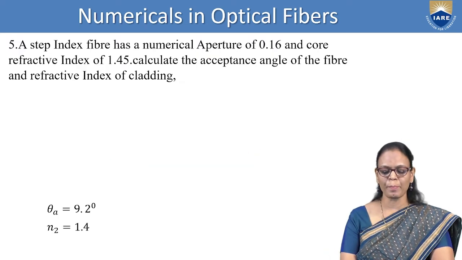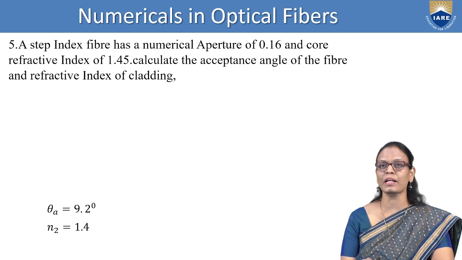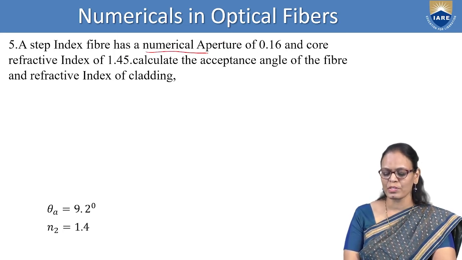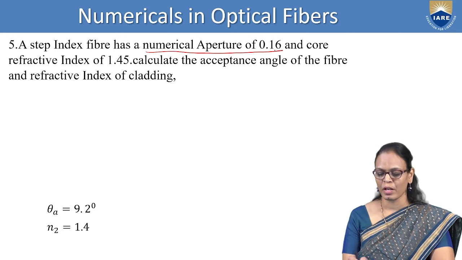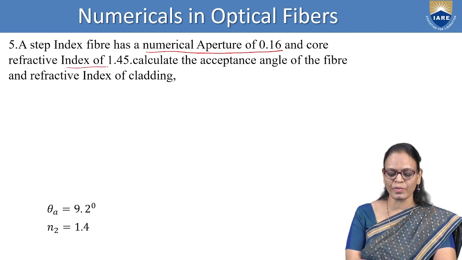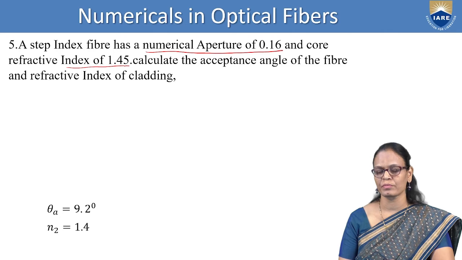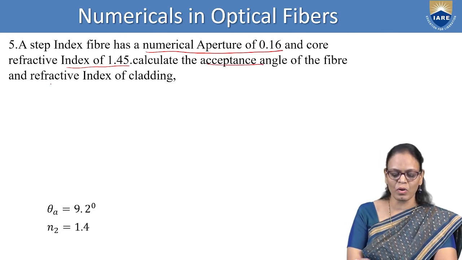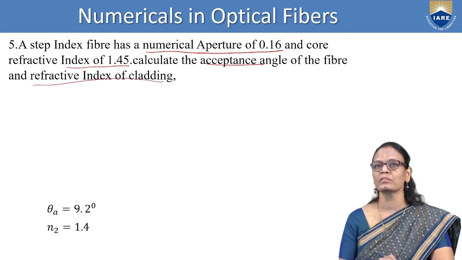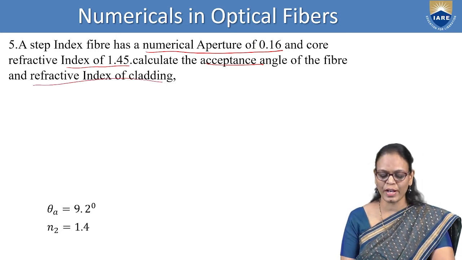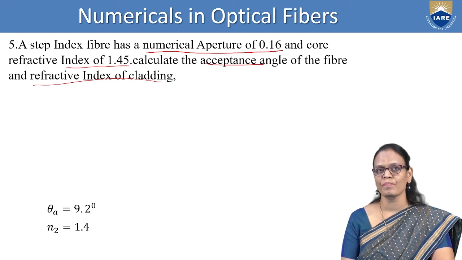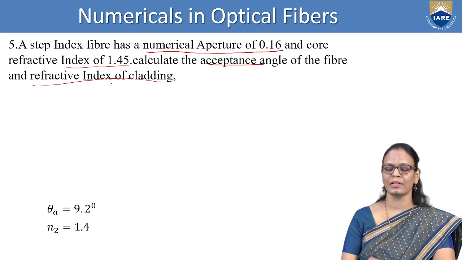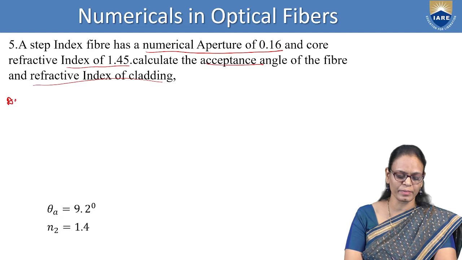The fifth one, a step index fiber has a numerical aperture of 0.16 and core refractive index of 1.45. Calculate the acceptance angle and also the refractive index of the cladding. So what we have to find, we are given the numerical aperture, we are given the refractive index of the core, we have to find the acceptance angle and then the refractive index of the cladding. So let us write the data.